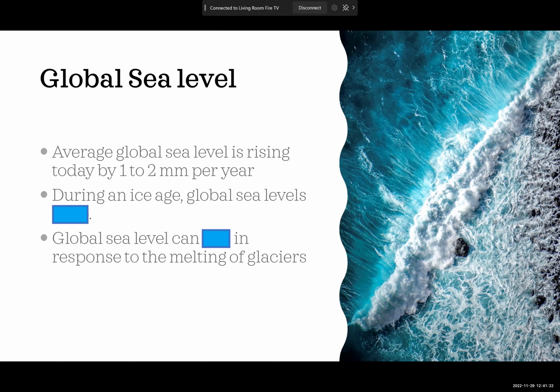So during the Ice Age, what happened to our sea levels? Anybody know what happens to sea levels during an Ice Age? Jack, do you know? It went down. Okay, Jack says it went down. All right, Jack's right. They did drop. So let's think for a moment. Global sea level is going to do what in response to the melting of glaciers? It's going to rise. Okay, so why during an Ice Age do the sea levels drop? Because the water is in the ice, right?